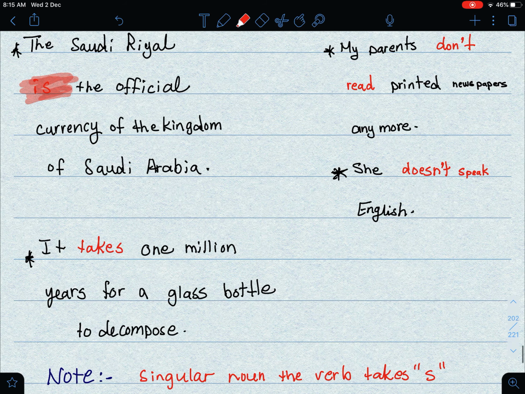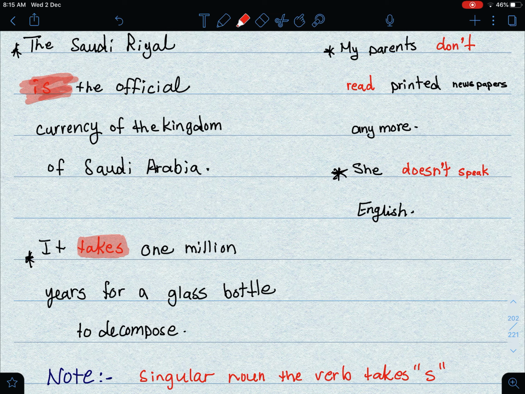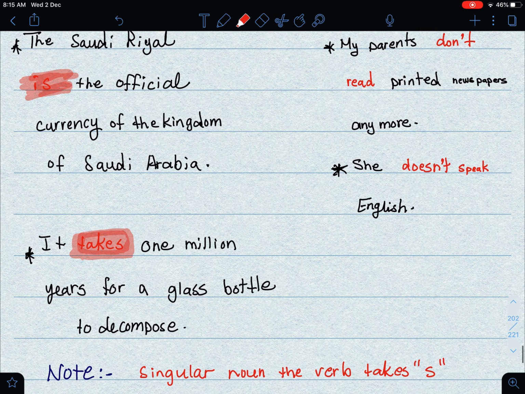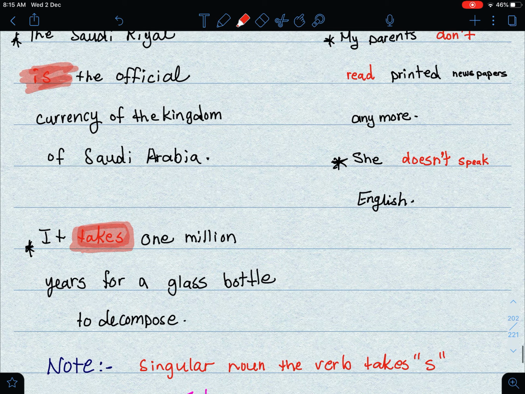It takes 1 million years for a glass bottle to decompose. So here takes is in the simple present، يعني معنى الجملة أن تأخذ 1,000,000 سنة علبة الزجاج عشان تتحلل. So here takes is in the simple present, which is used for something which is true in general.